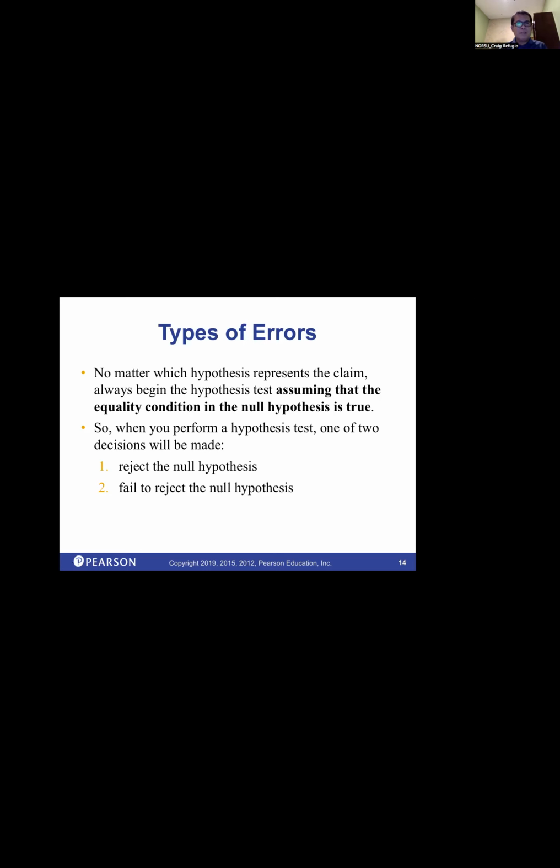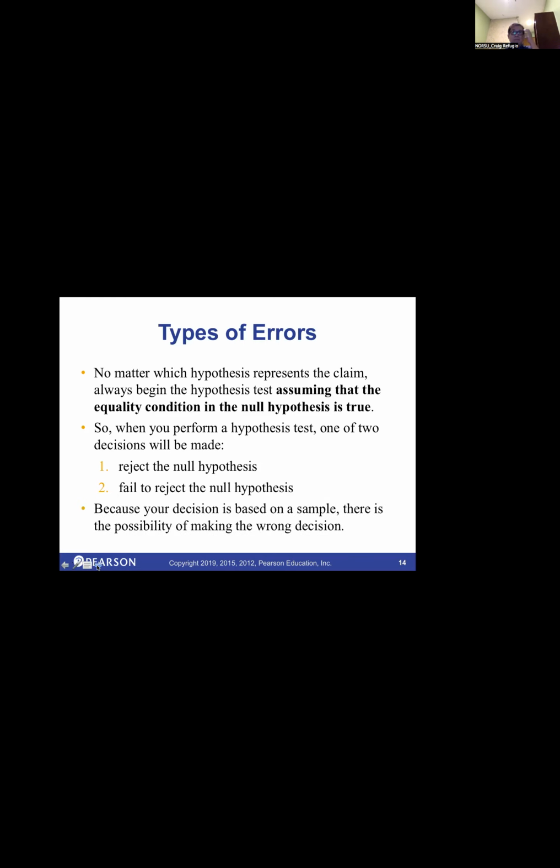and then fail to reject the null hypothesis. I'm going to repeat this for emphasis. The right terms are reject the null hypothesis, then fail to reject the null hypothesis, even if most literature, if not some literature, says number two is accept the null hypothesis. In the community of statisticians, the term used is fail to reject the null hypothesis, not accept the null hypothesis. So take note of that.